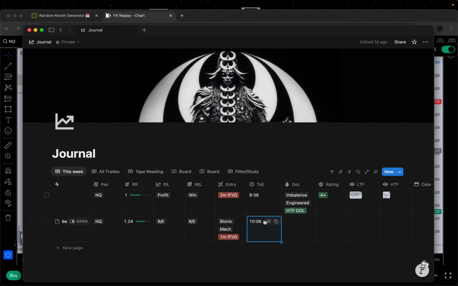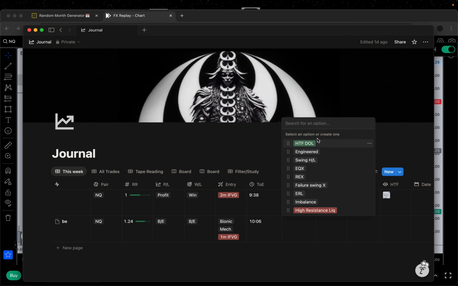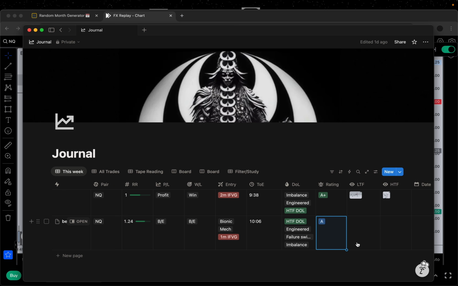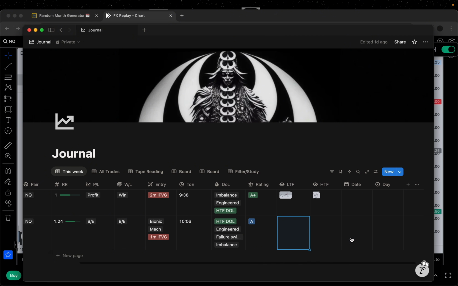10:06. Notice how both of these entries are after a high time frame candle opening and manipulation. The reason why I'm going to pick high time frame DOL here is because that 15-minute low was needed for both areas, so it is needed for the high time frame draw on liquidity. Engineered, of course. Failure swings, imbalance, and I'd give this an A. Yeah, it's not A plus. We didn't have a perfect stop loss. You heard how I was reacting, a little weird.